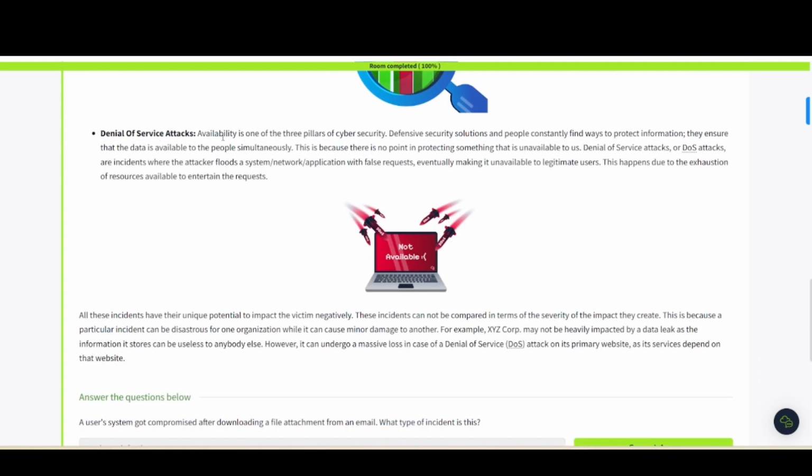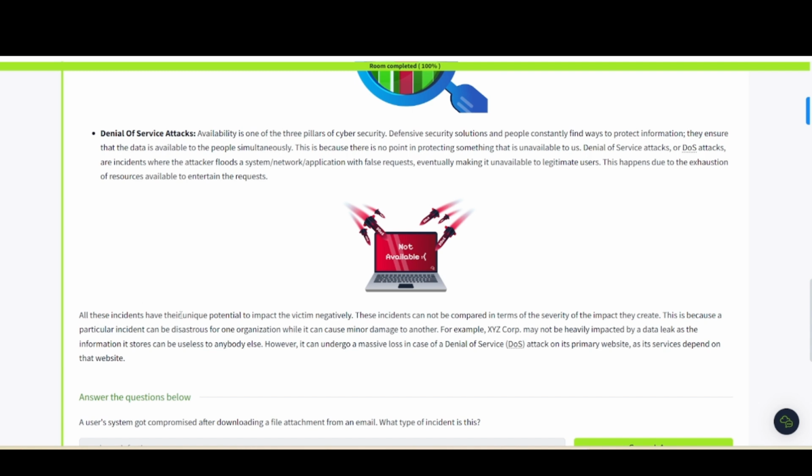Denial of service attacks. Availability is one of the 3 pillars of cybersecurity. Defensive security solutions and people constantly find ways to protect information. They ensure that the data is available to the people simultaneously. This is because there is no point in protecting something that is unavailable to us. Denial of service attacks, or DOS attacks, are incidents where the attacker floods a system, network, or application with false requests, eventually making it unavailable to legitimate users. This happens due to the exhaustion of resources available to entertain the requests.